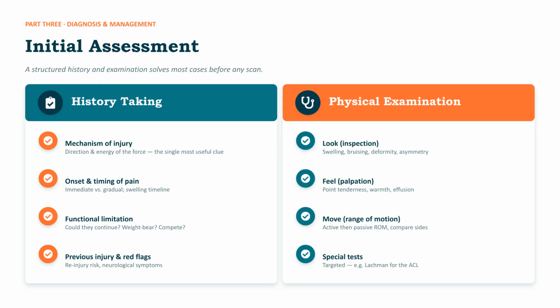Then physical examination. Look for swelling, bruising, deformity. Feel for point tenderness, warmth, effusion. Move through active, then passive range of motion, comparing sides. And then do your special tests, targeted tests like the Lachman for ACL or O'Brien's for labrum. Do this well, and you'll be right most of the time.